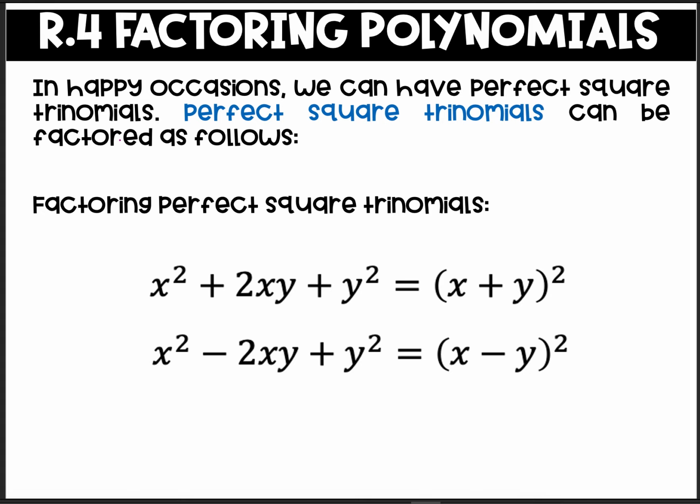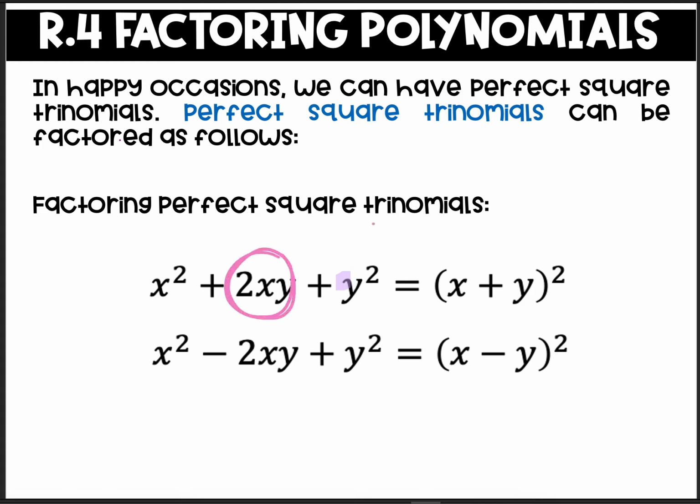Where you can factor your trinomial as a binomial squared, whether it's an addition or a subtraction. You identify them by checking the first and last term of your trinomial. If both are the square of a value or of a term, then you can factor it out as a binomial squared.